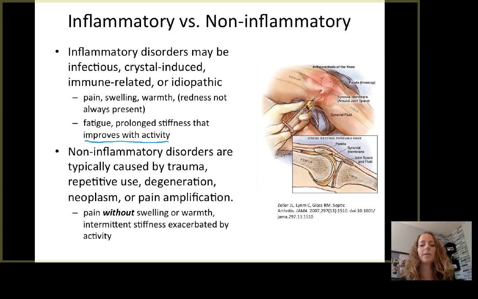Non-inflammatory disorders are typically caused by trauma, repetitive use like bursitis, degeneration, neoplasm, or pain amplification conditions like fibromyalgia. In this case, you'll typically have pain without swelling or warmth associated. You'll have intermittent stiffness that is exacerbated by activity.